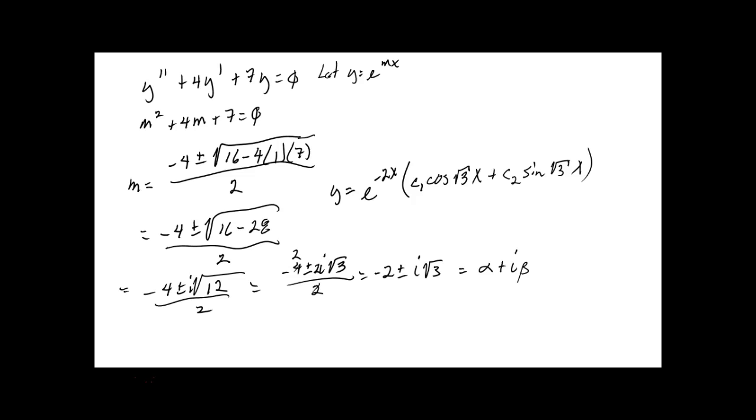All right, let's make sure the book got it right. y is equal to e to the minus 2x times C1 cosine root 3x plus C2 sine root 3x. All right. Any questions on that before I go to example 2?